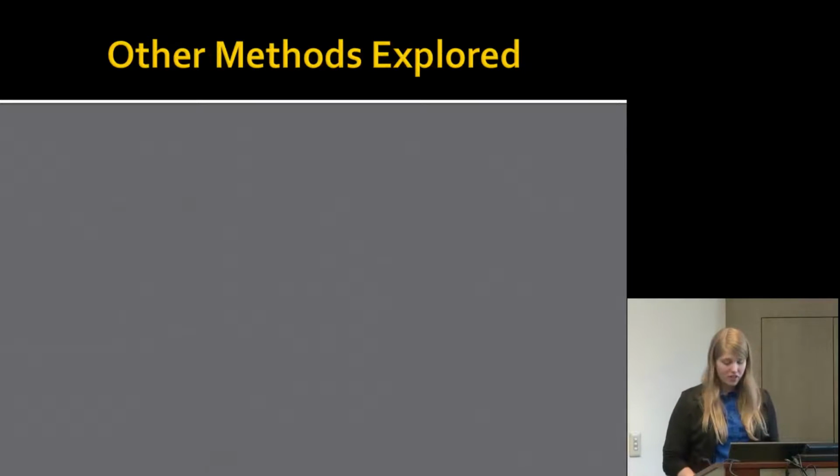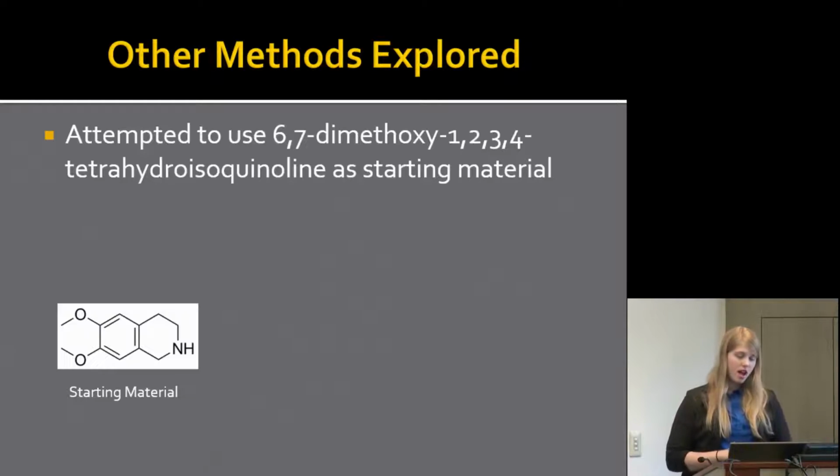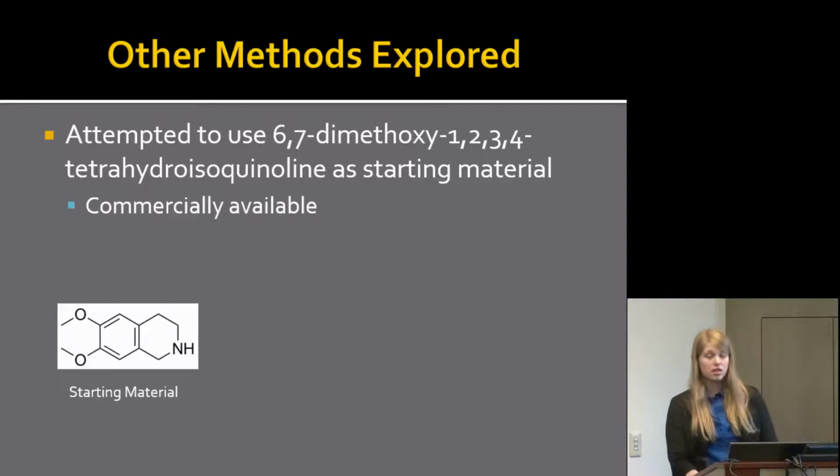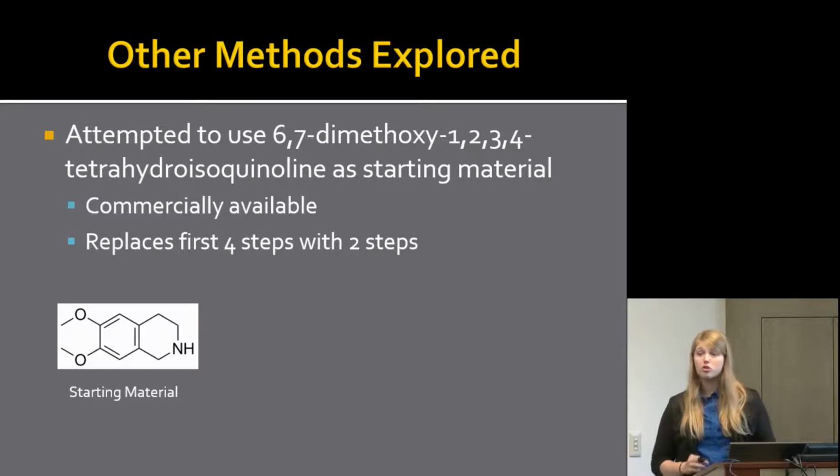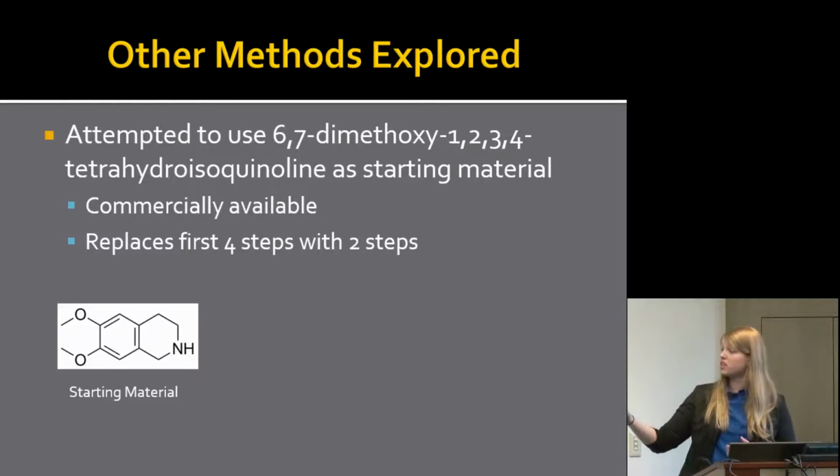We did explore other methods before we tried this method of synthesis, and that was when we used this starting material, our dimethoxy compound. And we wanted to use this because not only is it commercially available, it also would have replaced our first 4 steps of the reaction pathway that I just showed you with only 2 steps. Those 2 steps arise from the differences between this molecule that I'm showing you here and the 2-ringed molecule I showed you on the other slide.